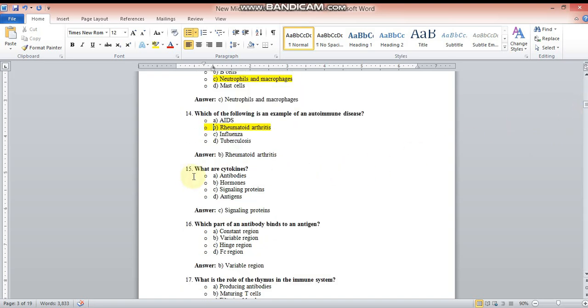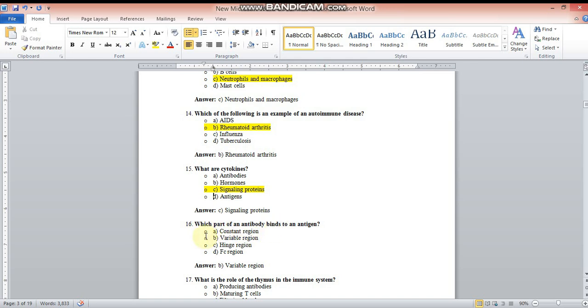The next MCQ is, what are cytokines? A. Antibodies, B. Hormones, C. Signaling proteins, and D. Antigens. So the correct option is C. Signaling proteins.